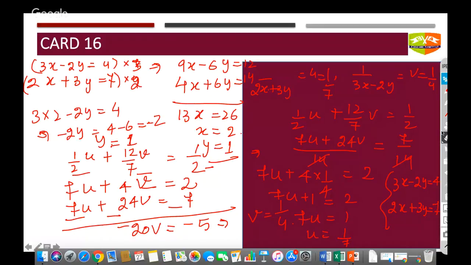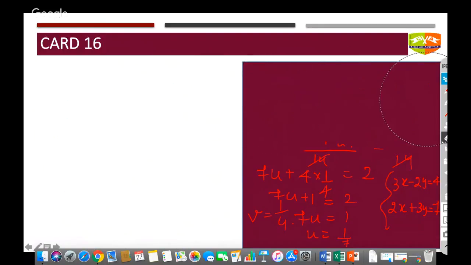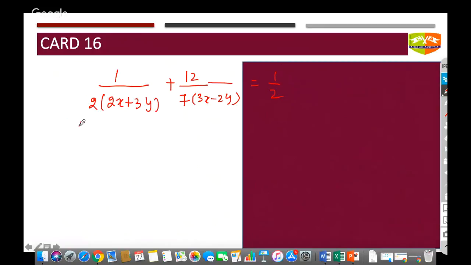Now one particular thing which we need to take care of in case of linear equations is that whatever values of x and y I'm getting should be checked with the answers. So what I do is I get x is equal to 2 here and y is equal to 1 here. Let me put in the values. So if I put x is equal to 2 and y is equal to 1, the equation is 1 by 2, 2x plus 3y, plus 12 by 7, 3x minus 2y, is equal to 1 by 2, and I got x is equal to 2 and y is equal to 1.